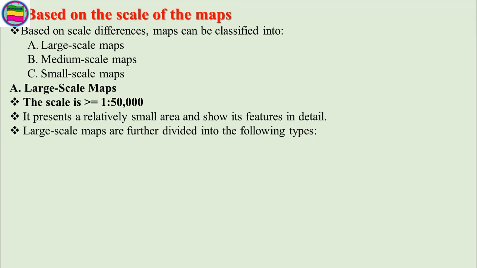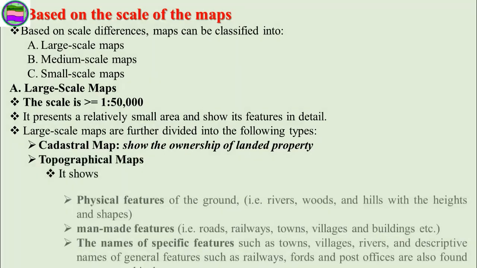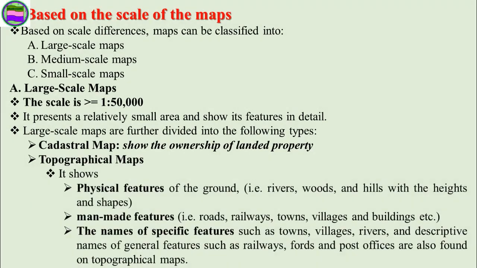Large scale maps are further divided into the following types. For example, there is the cadastral map, then topographical maps. It shows physical features, man-made features, and the names of the specific features there. So these are some examples of large scale maps.